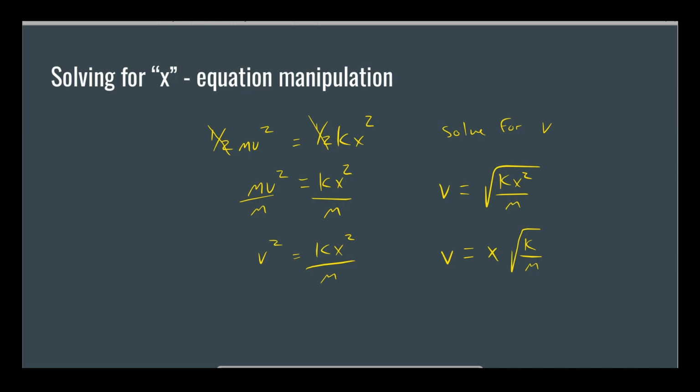And again, the whole point is to rearrange your equation and to be able to solve for a missing variable without any numbers. So just manipulating equations and moving things around to separate the one thing that you're trying to solve for. In this case, we're trying to solve for v.